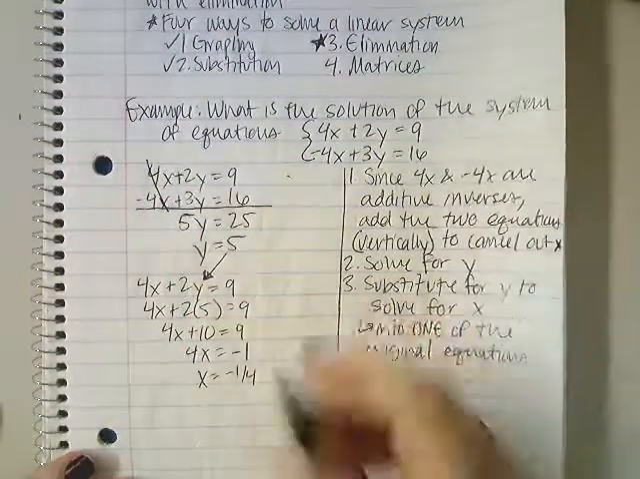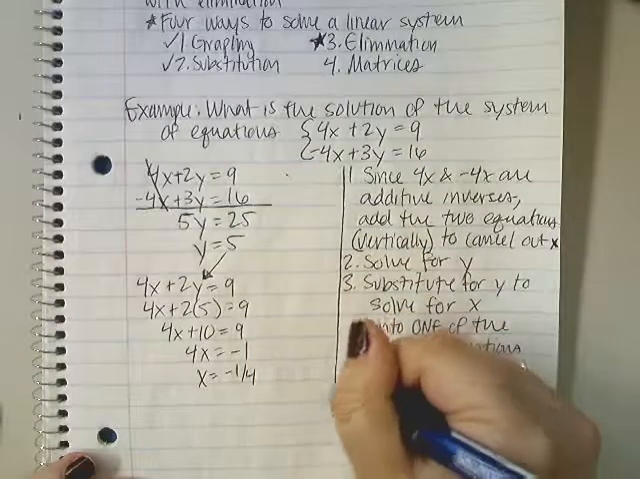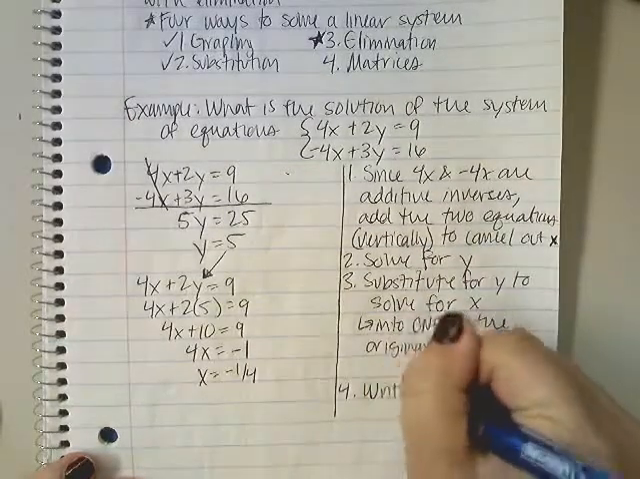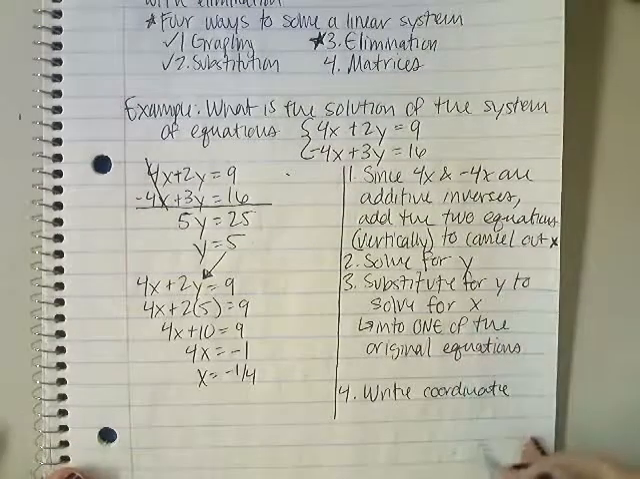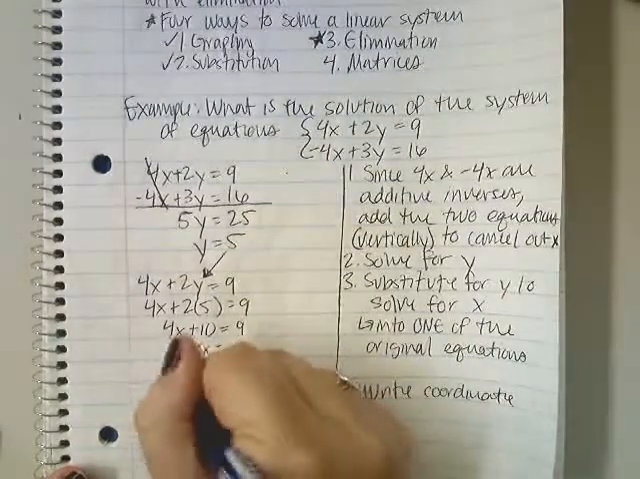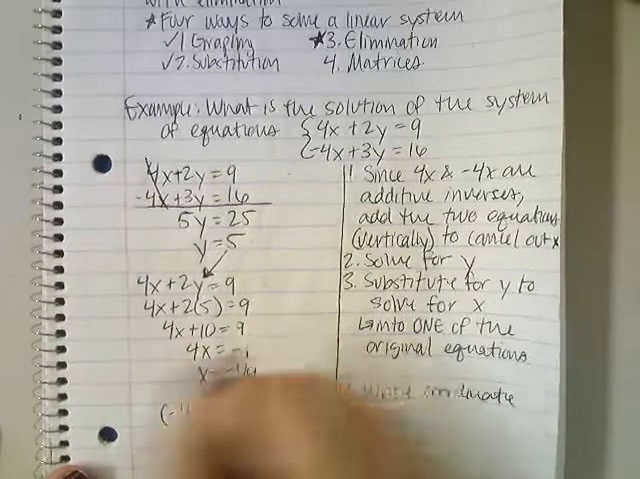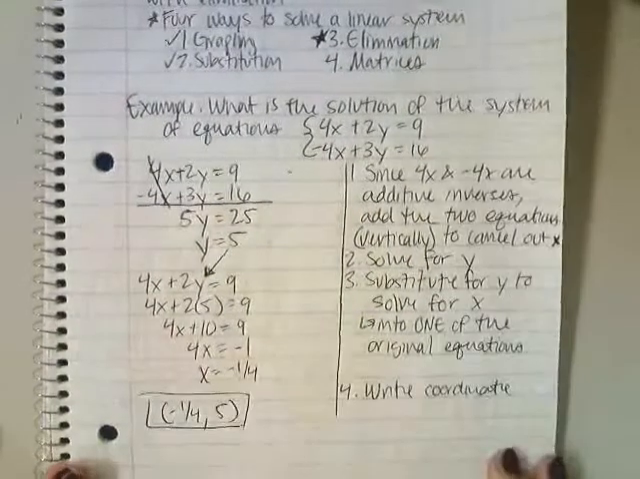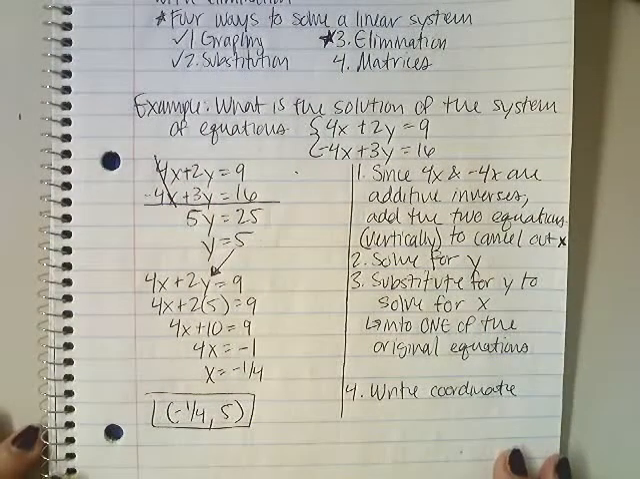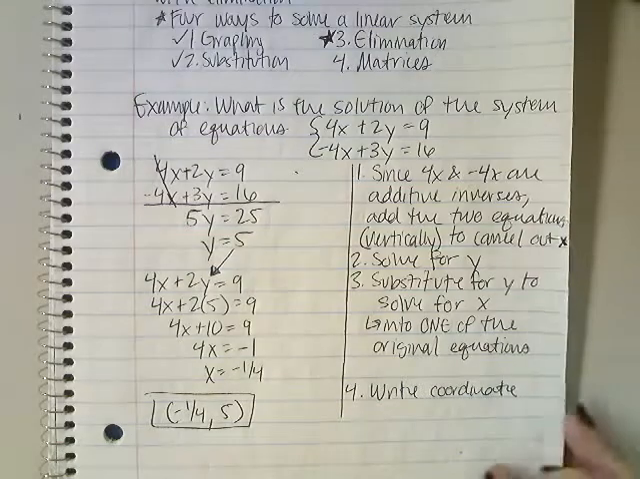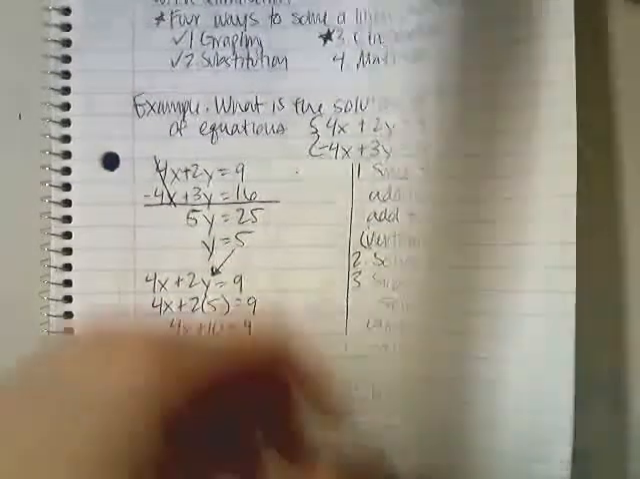So now I've successfully solved for y and x. I can write my final coordinate. So then I have negative 1/4 for x and 5 for y, and I have successfully solved my system. I can always go back and plug them in to check that they are the correct solutions, but for the sake of time, I'm going to skip that now. So let's do a really quick check together.